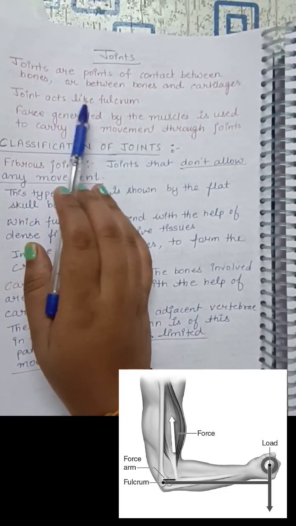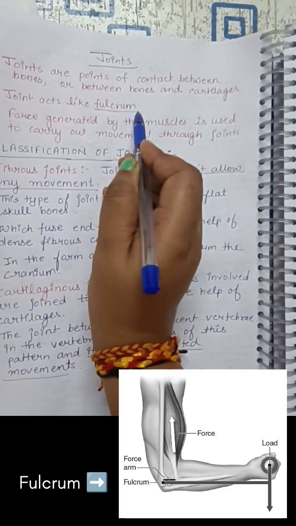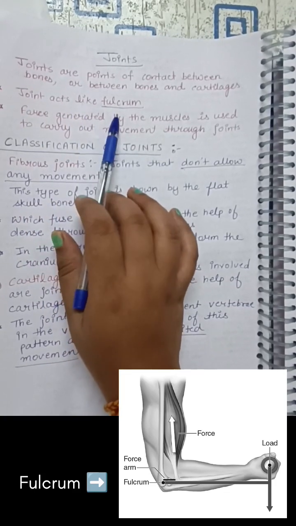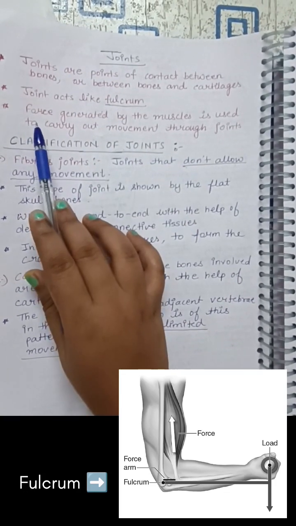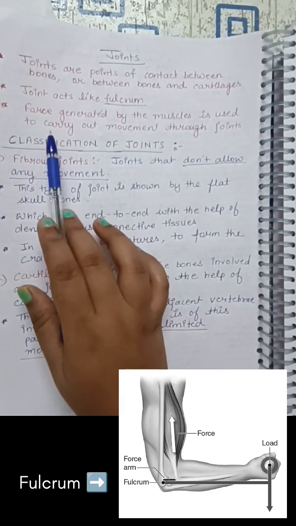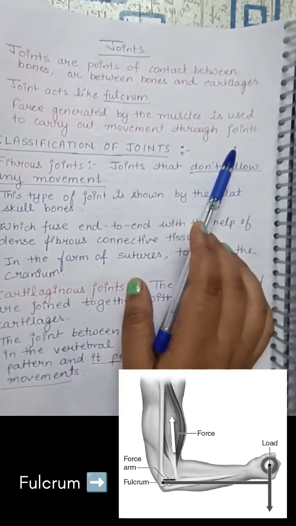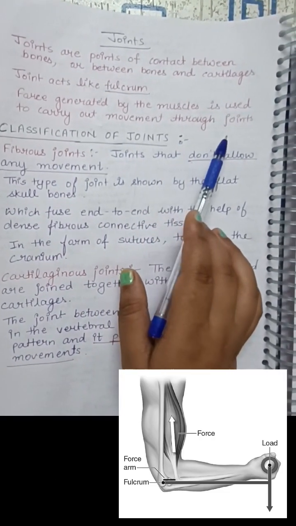Joint acts like a fulcrum. What do you mean by fulcrum? Fulcrum means a pivot point. Joint acts like a pivot. Now, force generated by the muscles is used to carry out movement through joints.